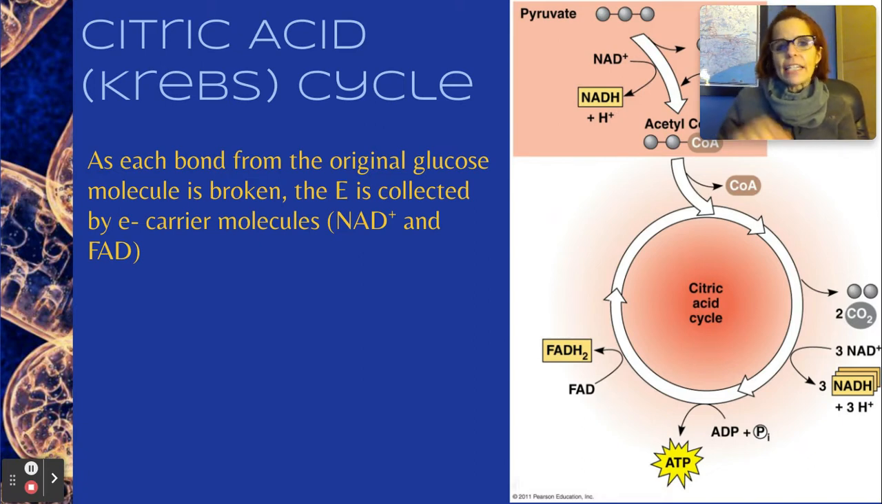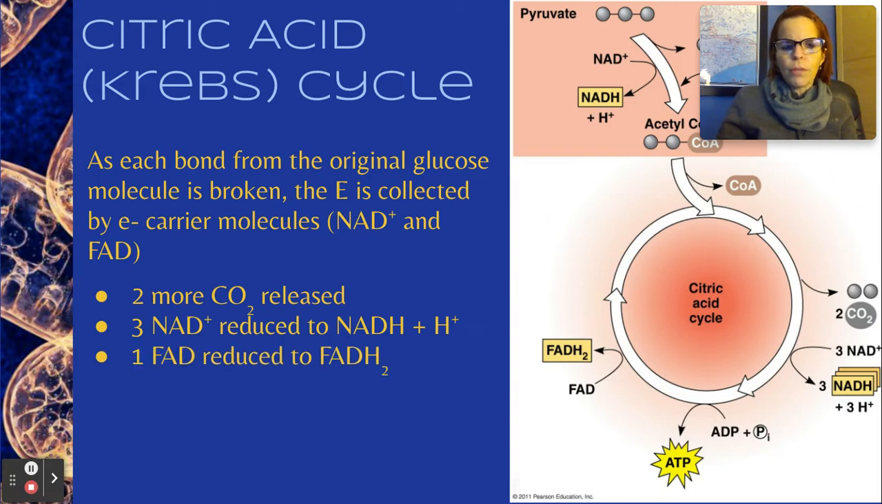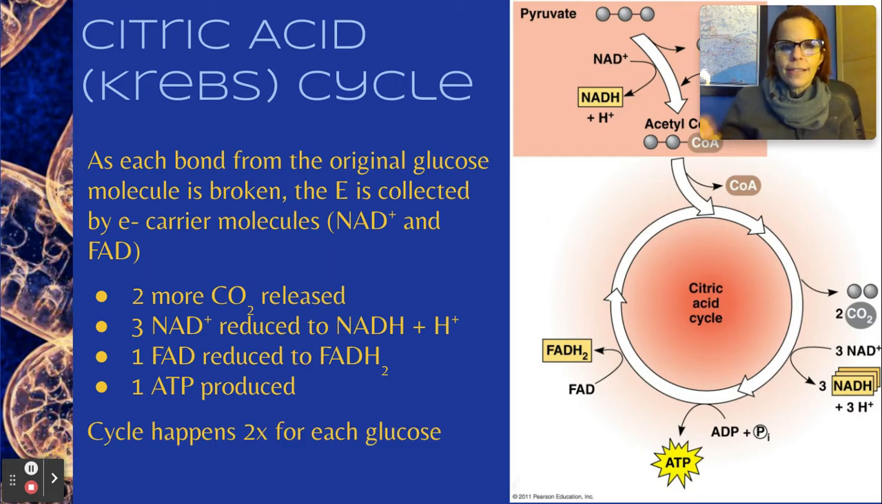NADHs are forming, ATP, a little bit of ATP. This is not where we're forming most of our ATP. And then FADH2 is forming as well. So let's take a look at the totals. So 2 more carbon dioxides are released. 3 NADHs are formed, 1 FADH2 is formed, and 1 ATP is produced. And the cycle happens 2 times for each glucose molecule. One more time, I'm reminding you, pyruvate is a 3-carbon molecule, and there were 2 of them because we cut the glucose that had 6 carbons into 2 3-carbon molecules. So this process is happening 2 times.